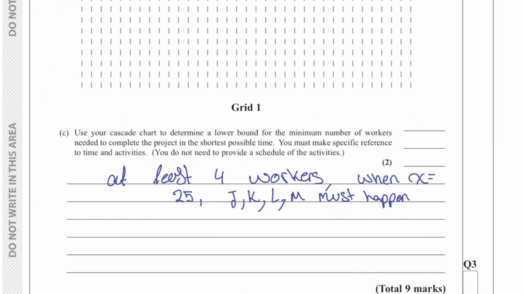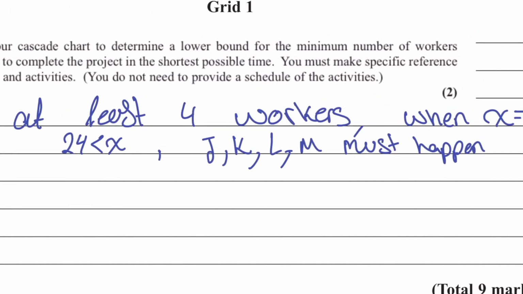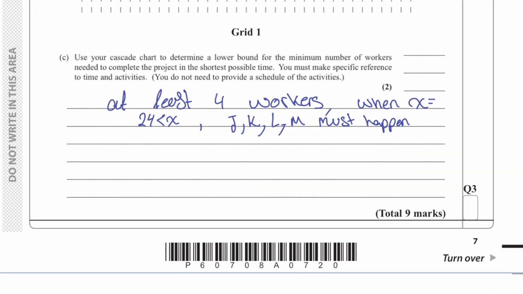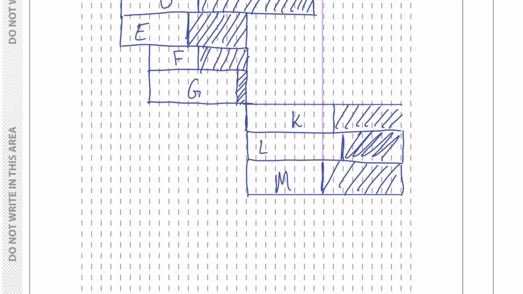So this should actually be a range over here. So 24 is between X. I'm pretty sure you can just write any time that is inside this range, but I'm just going to try to find the range real quick.